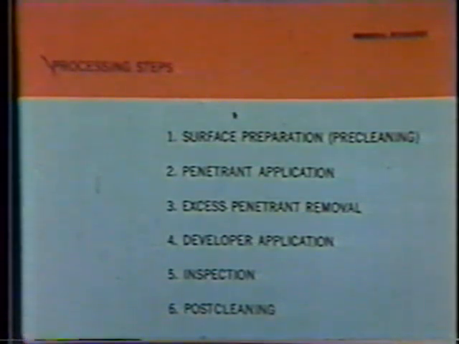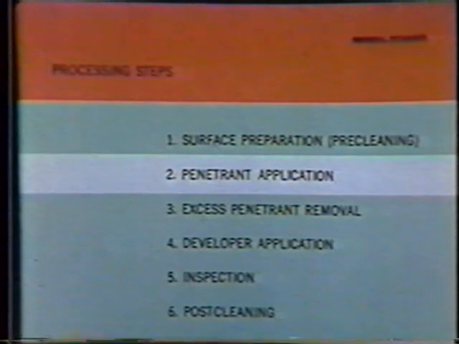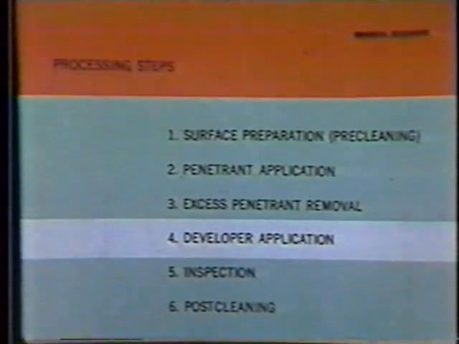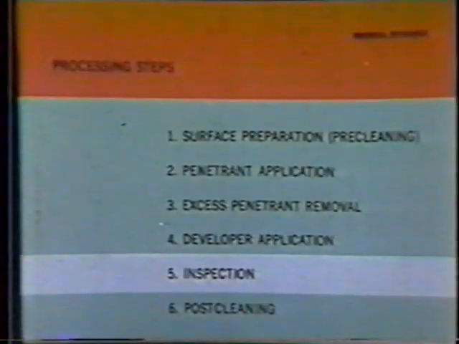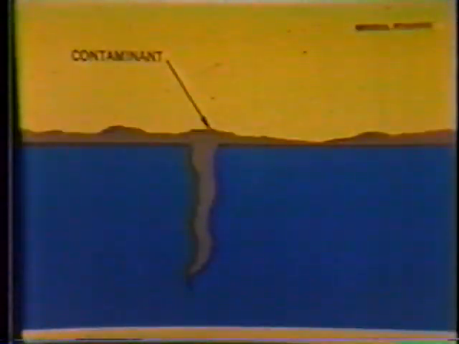Liquid penetrant test procedures involve 6 basic steps: surface preparation, or pre-cleaning of specimen, penetrant application, excess penetrant removal, developer application, inspection, and post-cleaning, the removal of penetrant materials from test surfaces following test. The single most common cause of failure is poor surface preparation. Contaminants can seal off discontinuities, trap penetrant, cause non-relevant indications, obscure true discontinuities.